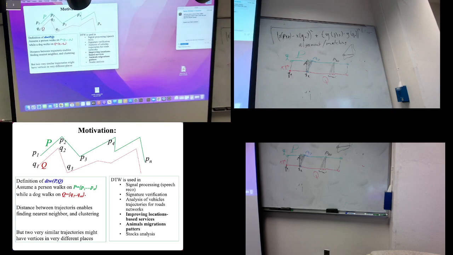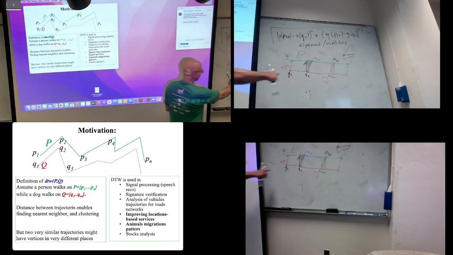So, the definition of the distance between two trajectories. Why are we using this definition? Because two trajectories might be very similar to each other, but the vertices are far away from each other. But that's a problem with the GPS. Where exactly did we sample?